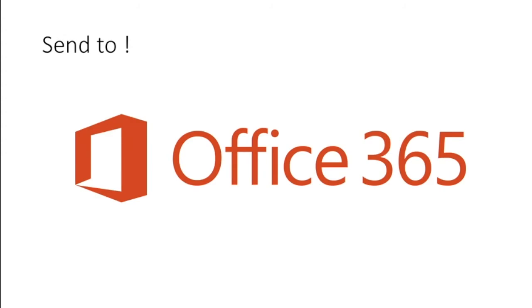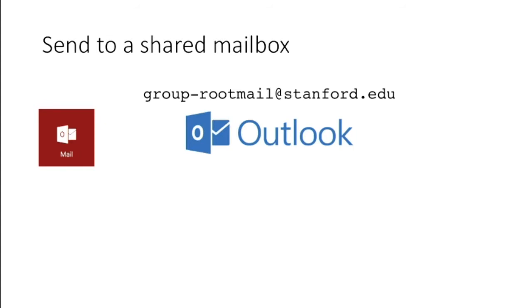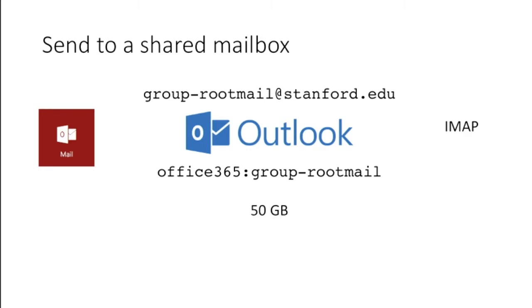Well, the answer can be found in the recent Office 365 transition. Why not send it to a shared mailbox? A shared mailbox gives you a single email address, which you can access from Office Web, from Outlook, and from IMAP. You get a work group to manage access control, and you get 50 gigs of storage space for all of your mail, all for free.